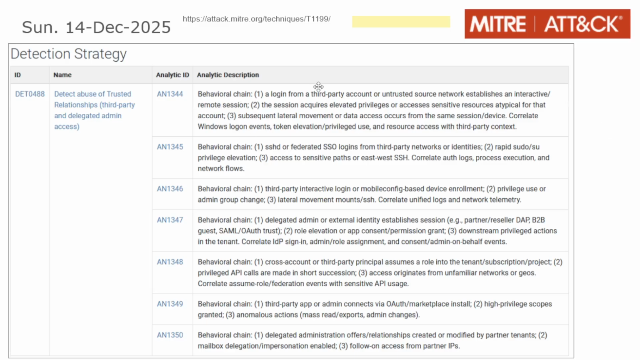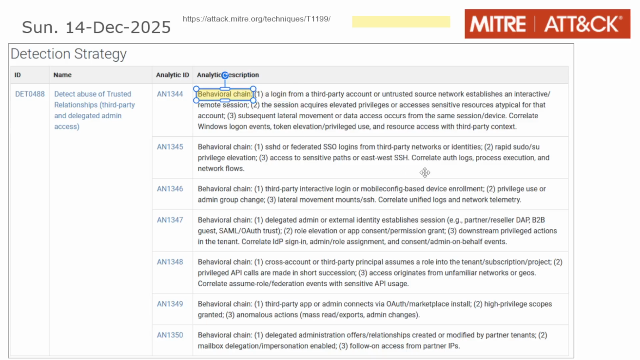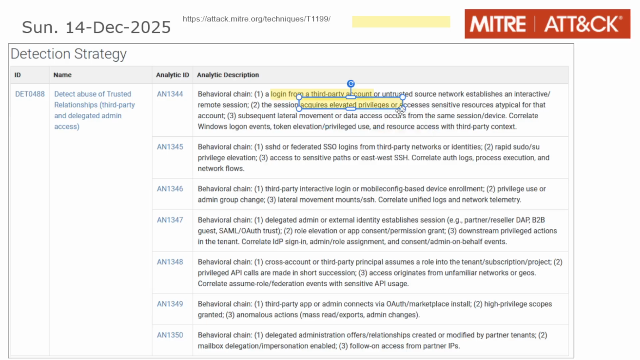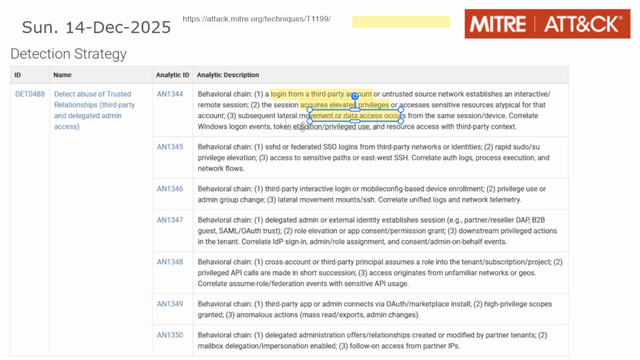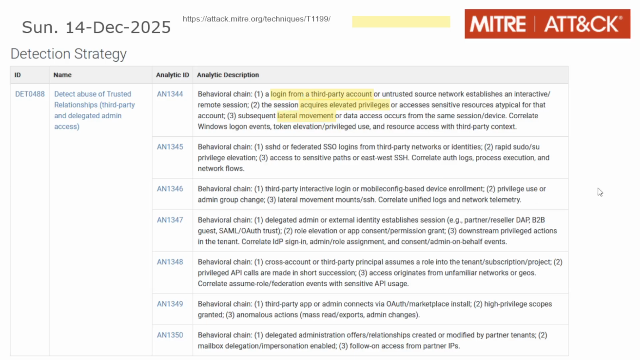So they have a behavioral chain, and we will mark that down because this is good with the numbers. You can see the pattern. First is a login. Second, session acquires elevated privileges. Third, subsequent lateral movement. It's always 1 to 3. So first is a login from third-party account. Second, acquire elevated privileges. That's pretty good too. And third, lateral movement. They always want to move to a place where the real crown jewels are sitting.